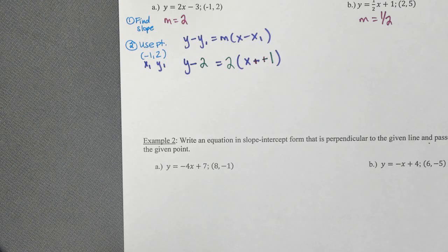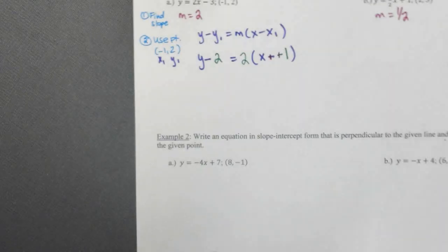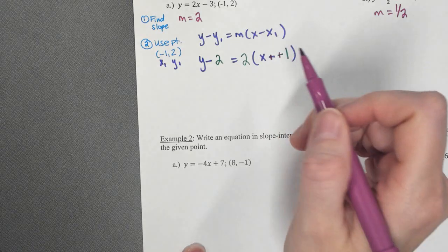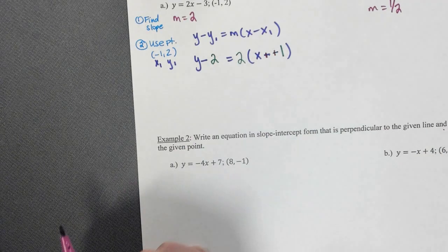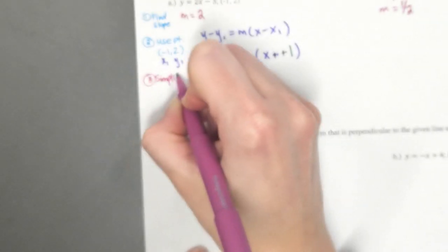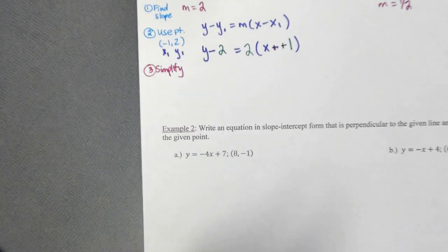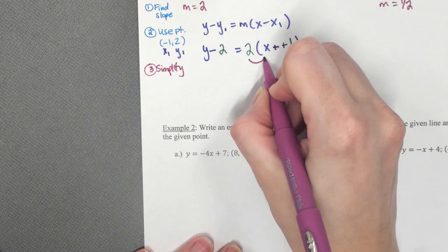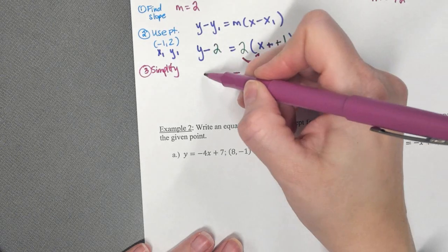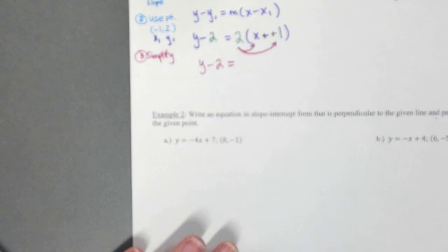Okay, now what we're going to do, once you use that point and plug it into the y minus y1, now we're going to simplify. Okay, so do you guys remember what that starts with? Yeah, distributing. Great. So 2 times x and then 2 times 1. This side's going to stay the same. And then I'll give you a moment to distribute.